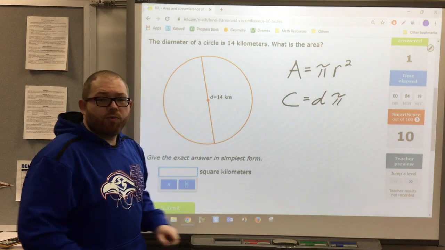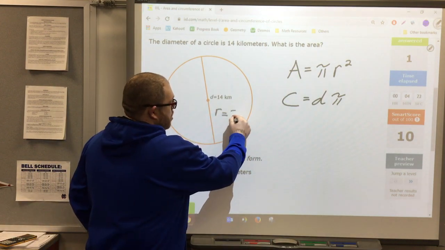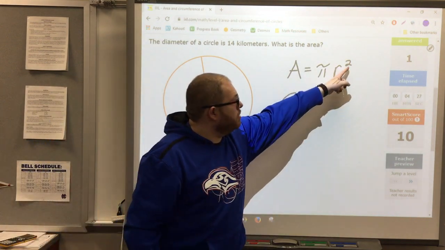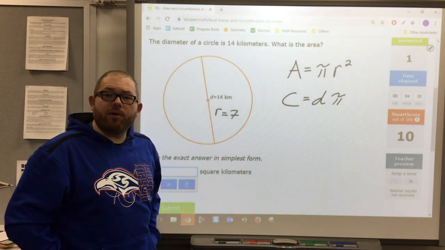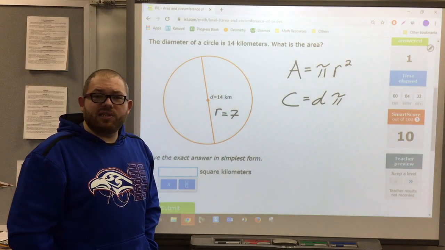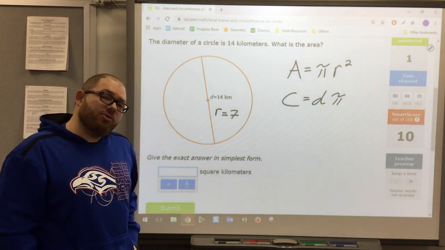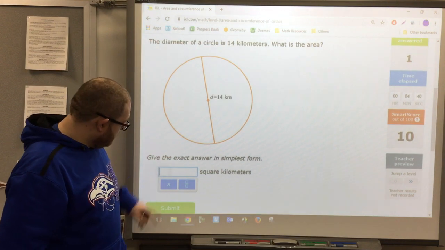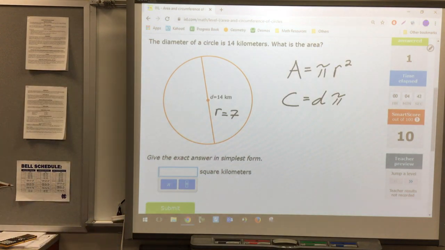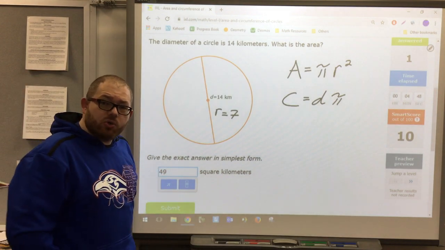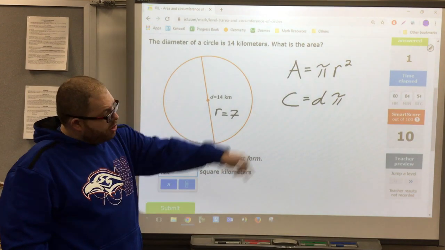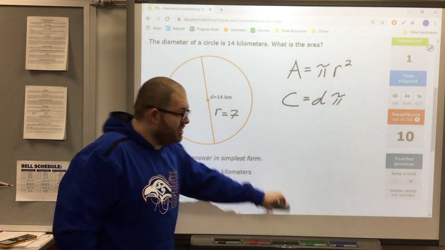So the first thing we're going to have to do is divide that number by 2. That's going to give me a radius of 7. Then I'm going to square the radius. So 7 squared is 49. But instead of multiplying by pi, after I type in 49, I will once again tap the pi button. So you can see I've taken 7 squared, but now I'm going to click pi and then submit my answer. We should see our score improve from 10.